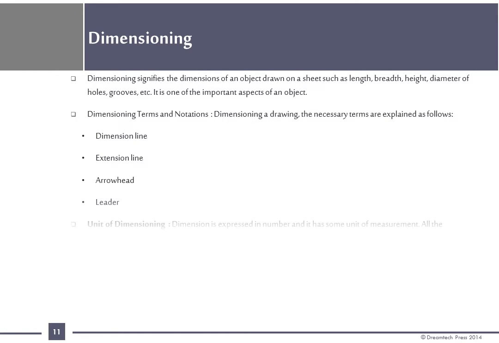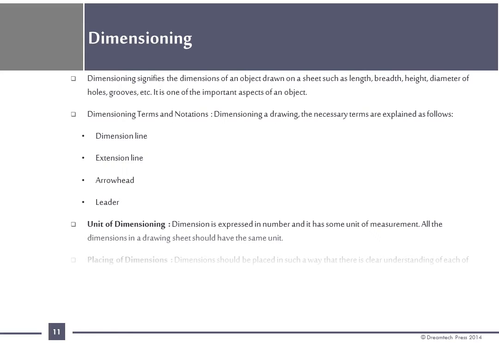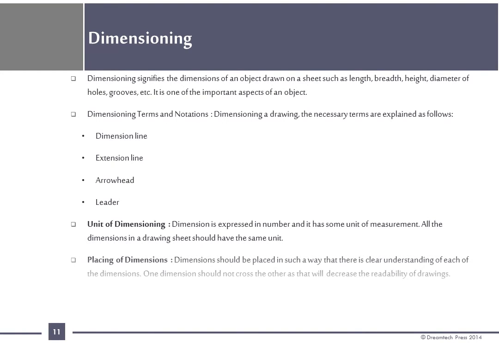Unit of dimensioning. Dimension is expressed in number and it has some unit of measurement. All the dimensions in a drawing sheet should have the same unit. Placing the dimensions. Dimensions should be placed in such a way that there is clear understanding of each of the dimensions. One dimension should not cross the other, as that will decrease the readability of drawings.